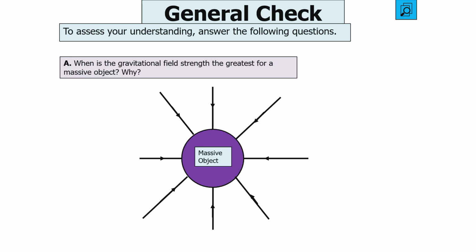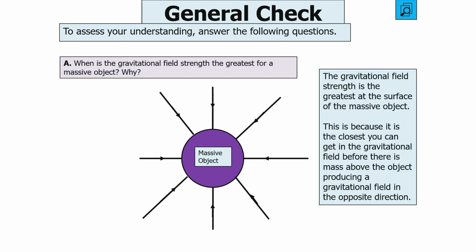When is the gravitational field strength the greatest for a massive object, and why? The gravitational field strength is the greatest at the surface of the massive object. This is because it is the closest you can get in a gravitational field before there is a mass above the object producing a gravitational field in the opposite direction.